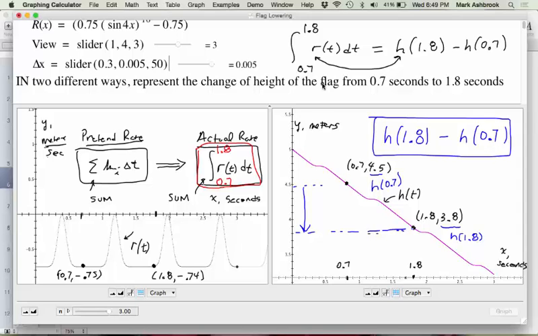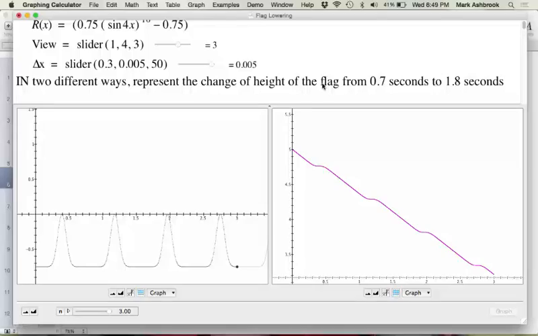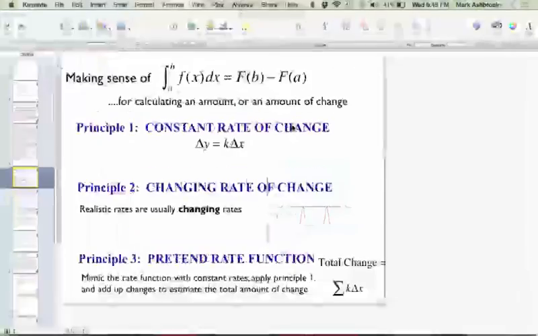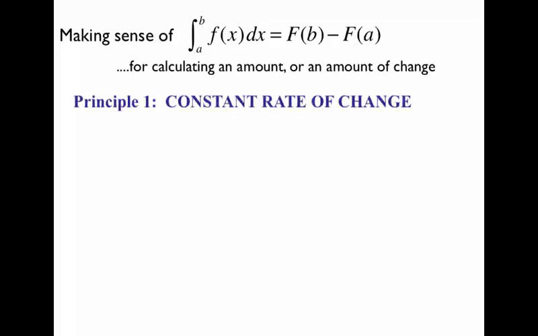All right, so let's go back to the summary. Can I erase what's up there? Constant rate of change, k delta x. Where do you see it? Now that we talked about that, where is k delta x in the fundamental theorem? Where is it? f of x dx. f of x is the rate. It's just a little teeny bit of the rate, right? And then dx is a little teeny delta x.